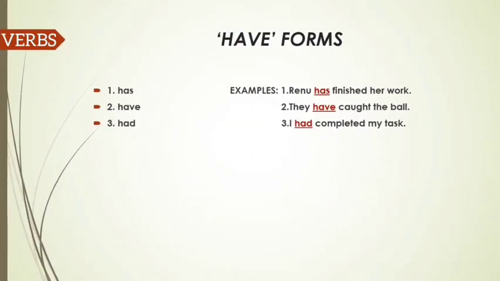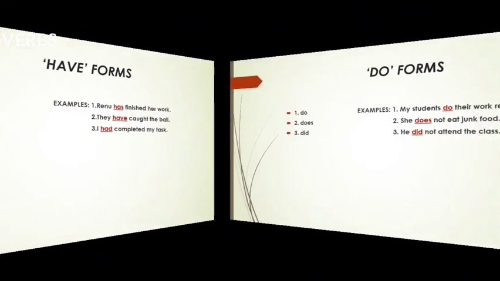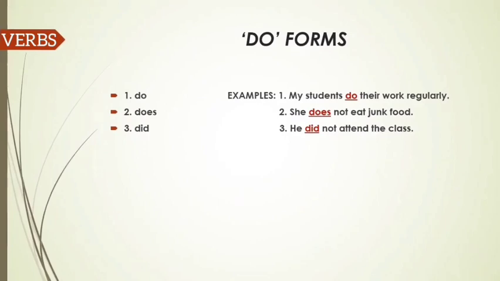Now we have the have form, the easiest one. Has, have and had. Renu has finished her work. They have caught the ball. I had completed my task. So these are the have forms. Have in present and had in past. You can make further sentences with these. You can use have been or has been also, there is no problem, as well as had been. Normally has and have are used in the present perfect tense, and had in the past perfect tense.